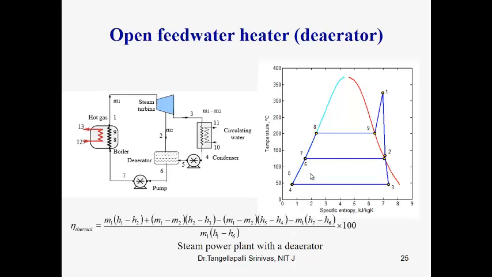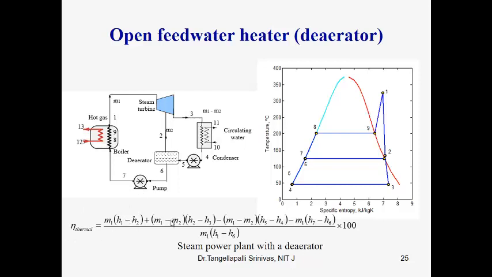So the combination of mass balance and energy balance we can combine together to find the amount of steam required to get the saturated liquid condition at the exit of the feed water heater. The mass balance equation is m2 plus m5 is equal to m6. The energy balance equation is m2h2 plus m5h5 is equal to m6h6. Here m2 is unknown, that can be solved by combining the mass balance and energy balance equations.